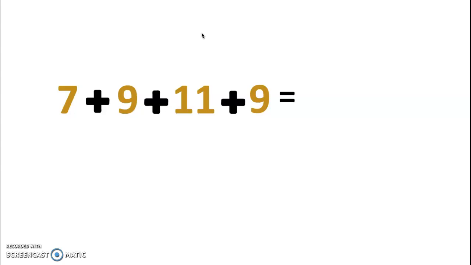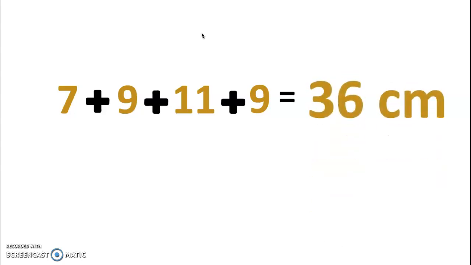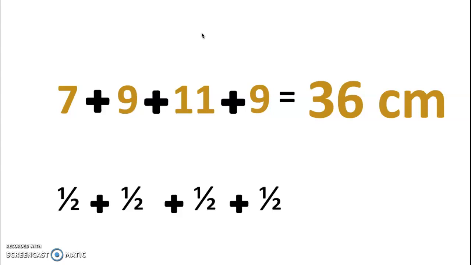Okay, 7 plus 9 plus 11 plus 9 equals 36 centimeters. Don't forget, we are talking about centimeters. Okay, now don't forget those halves that we had. We had 4 halves that we needed to add. Half plus half plus half plus half. Okay, so let's break it down. Let's do half plus half equals 1 whole. Okay, now let's add these two. Half plus half equals, you just said it, 1 whole.